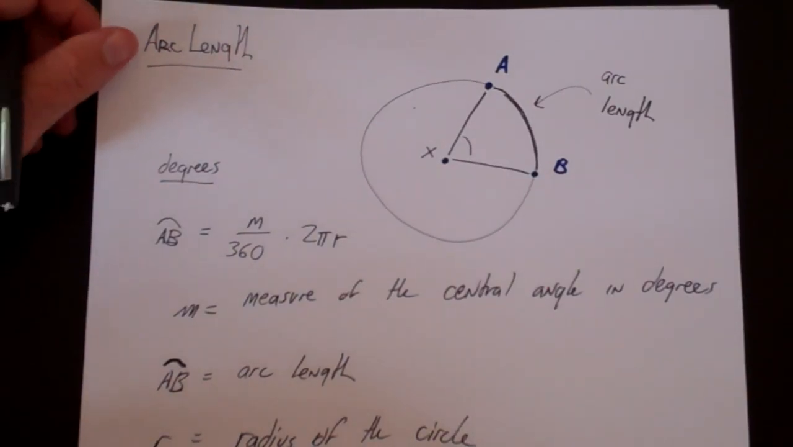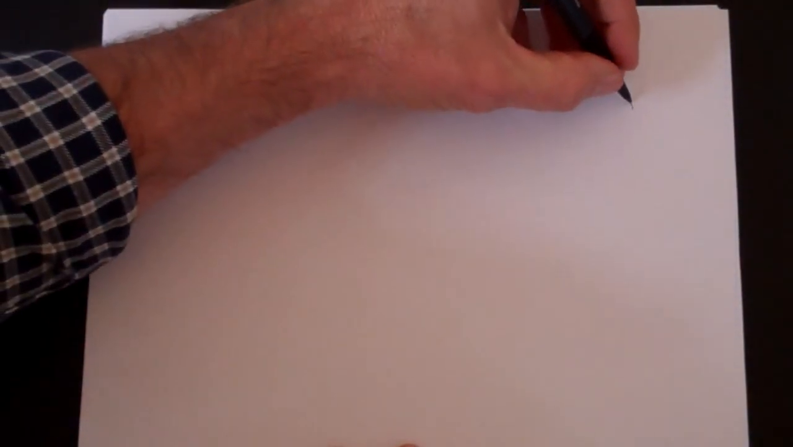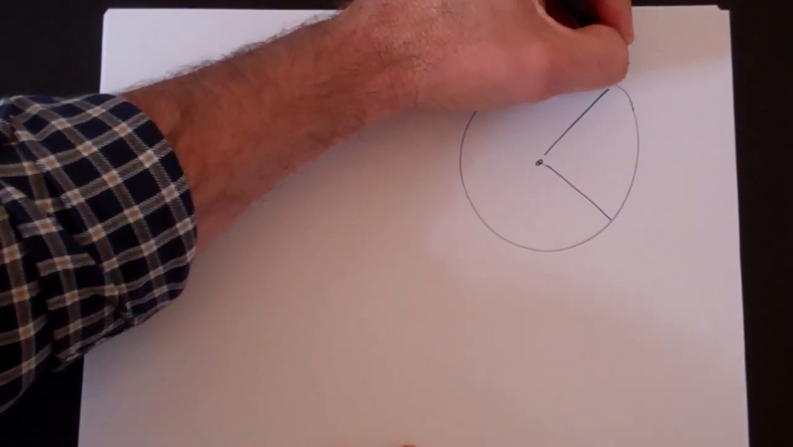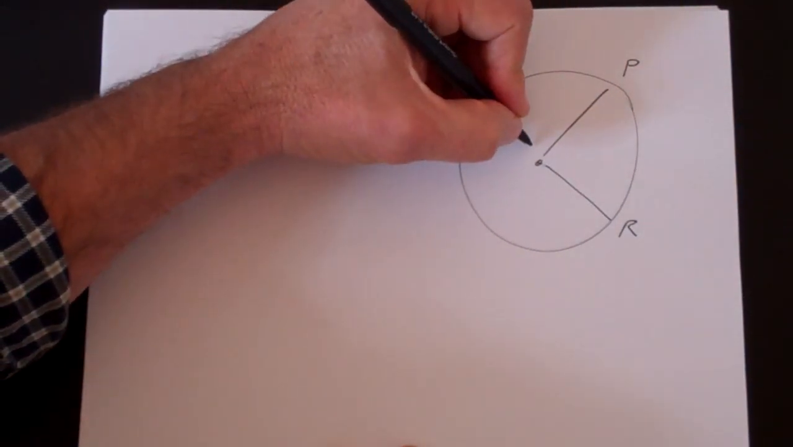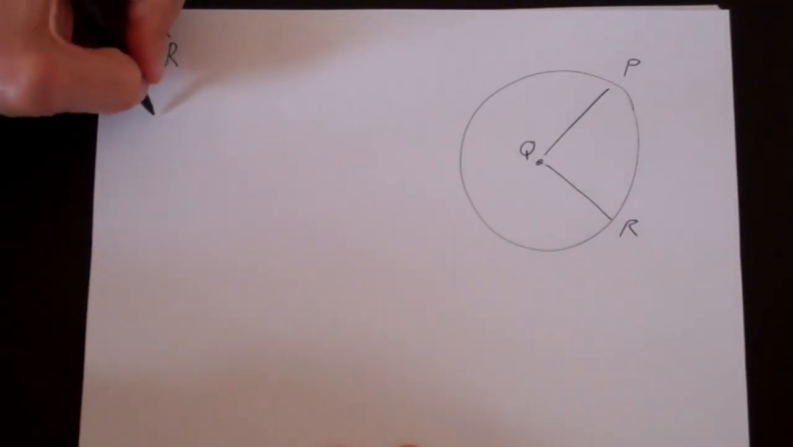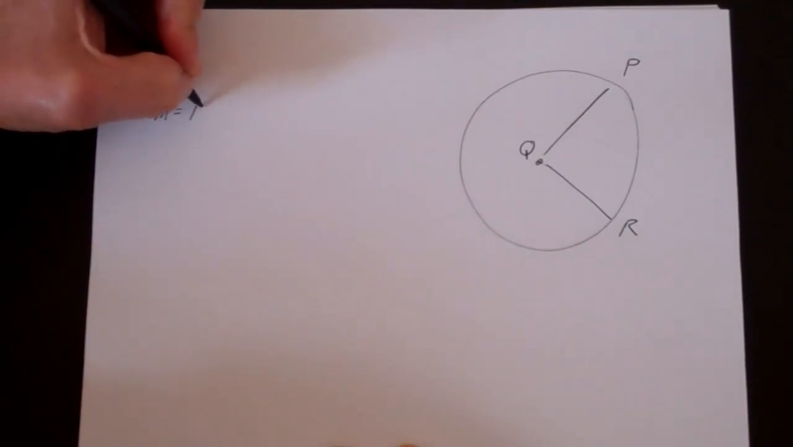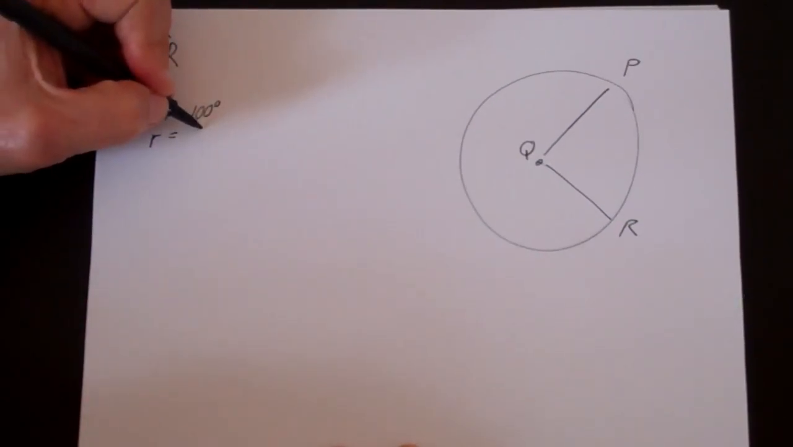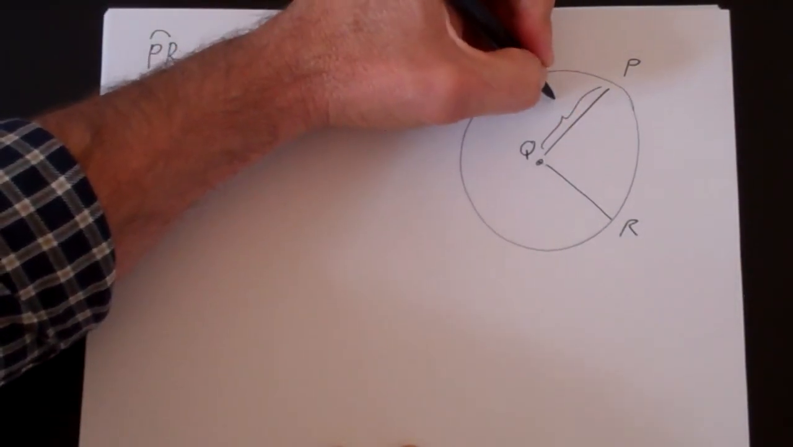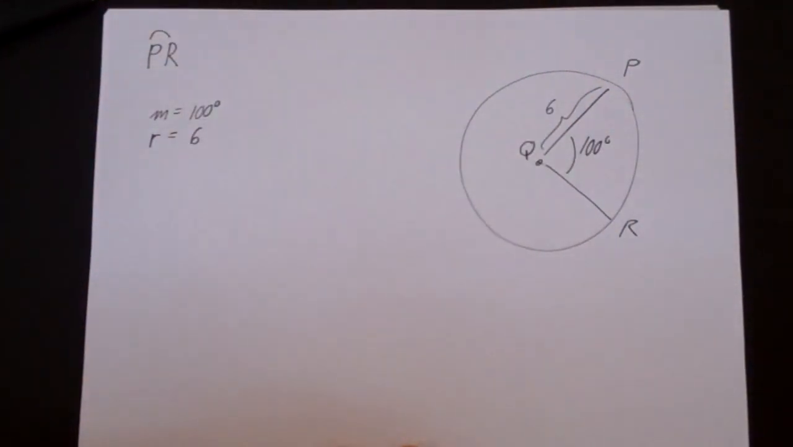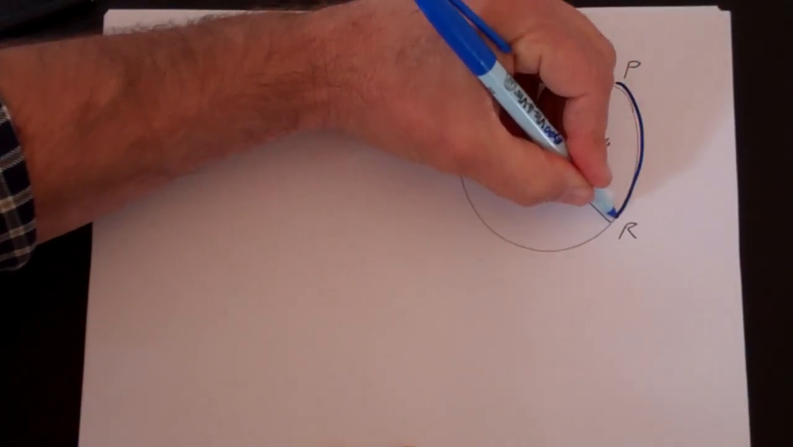So from that, let's do a simple example. Let's say you have a circle and you wanted to find the distance from P to R. Let's call this Q. You knew that the measure of the angle was 100 degrees, and you knew that the radius was, let's say, 6. So this distance here is 6, and this angle right here is 100 degrees. And what we want to know is this distance from here to here.